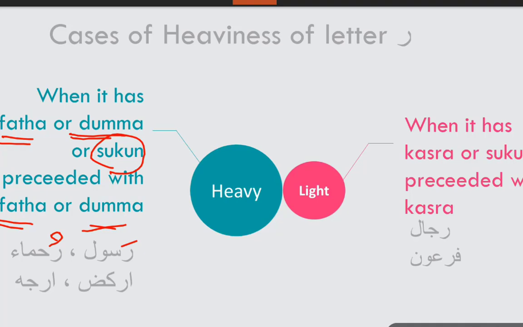Rasul. Next is ruhama'u. Here the ra is sukoon preceded by dhamma, and here the ra is sukoon preceded by fatha. So here it will be urkud, like this: ra heavy, hamza with dhamma, u, then ra sukoon, kud.